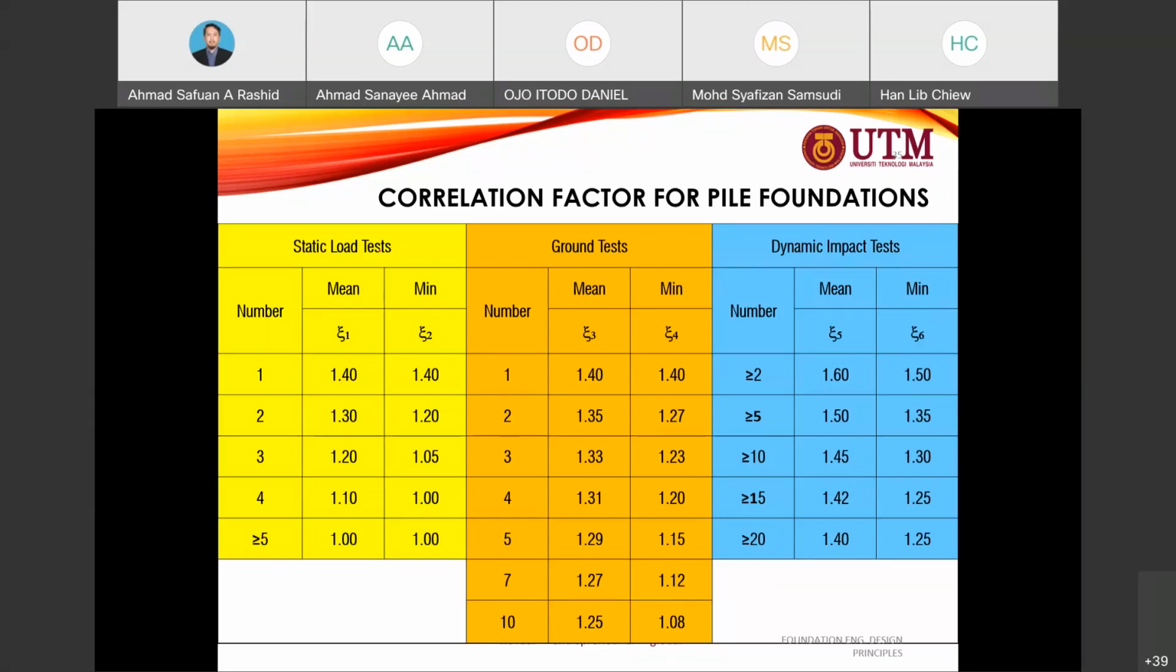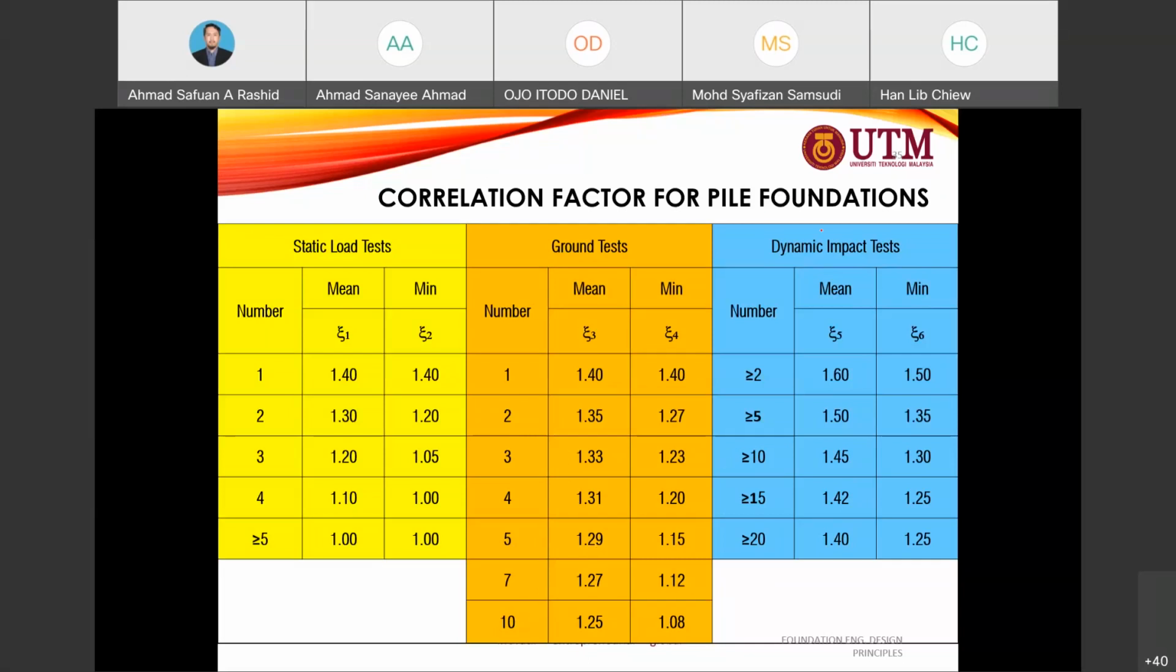Because the static load test is the full scale test that we carry out in the field, and it's very costly. On the ground test, by using the SPT value or CPT, we use this partial factor of safety. So we need to run up to 10, and we have a choice to run up to 10 in order to decrease the value of the zeta.